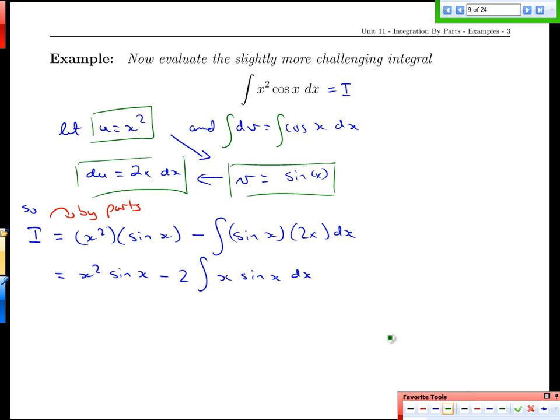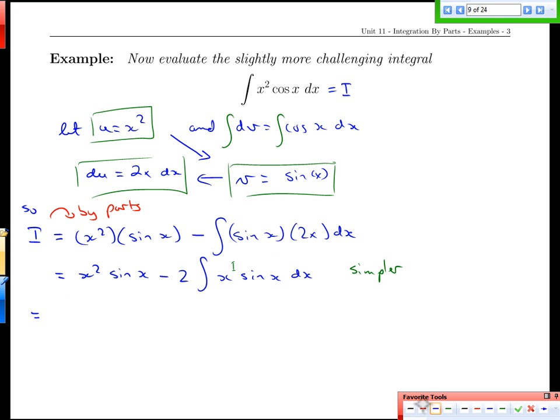Okay, now we ask ourselves, have we gone in the right direction? Have we done something sensible? I think so. Before we had x squared cos of x, now we have x to the 1 sine of x. So this is now a simpler integral. Unfortunately, it's still not quite simple enough to evaluate just by inspection. But what we could do is apply integration by parts again. Yes, of course we could.